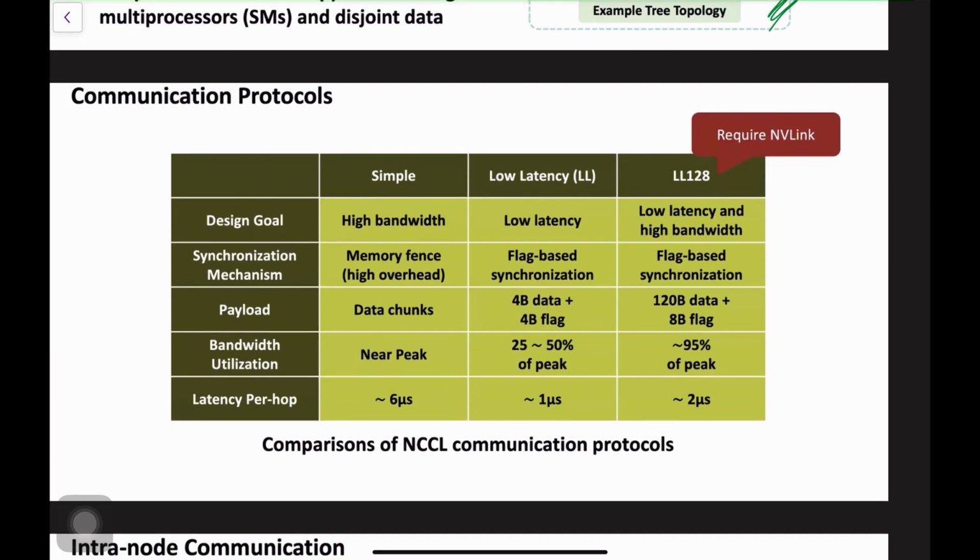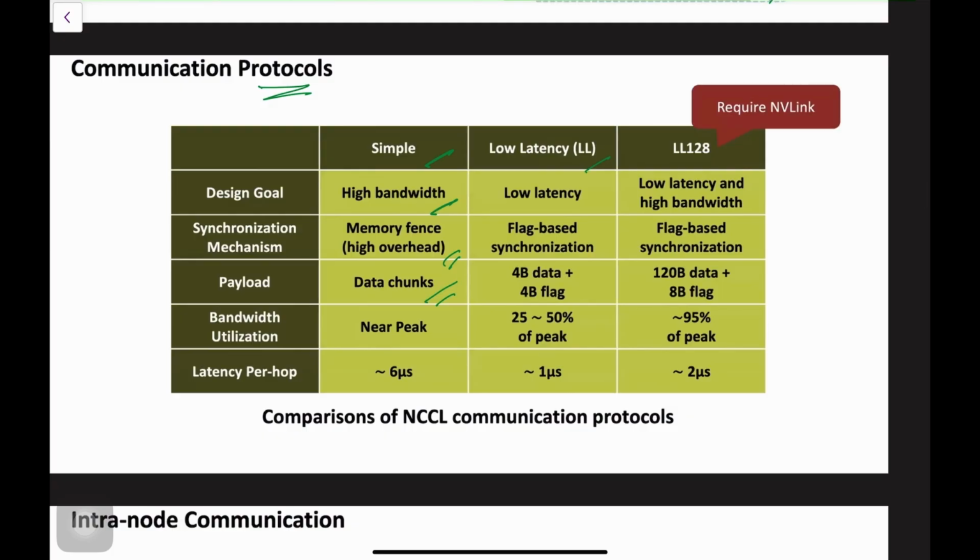Now let's look at protocols. What is a protocol? A protocol is basically how data is moved inside the algorithm. This decides the low level data transfer method, which is optimized according to message size. Now nickel has these three protocols: simple, low latency, and LL128. Simple protocol has high bandwidth. It uses memory fences to achieve synchronization, and the payloads are large tensors. It is basically good for large tensors. The latency is highest for the simple protocol, but it achieves the highest bandwidth.